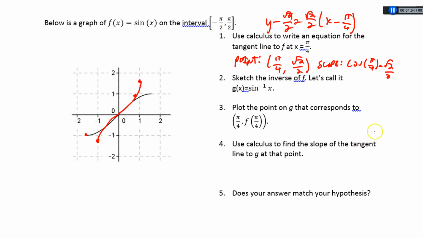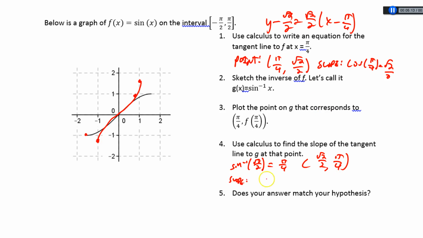So now they want us to use calculus to find the slope of the tangent to g. So g is sine inverse x. So we're going to do sine inverse of root 2 over 2, which is pi over 4. So our point now is root 2 over 2, pi over 4. Notice that the coordinates just switched from what they were up here.